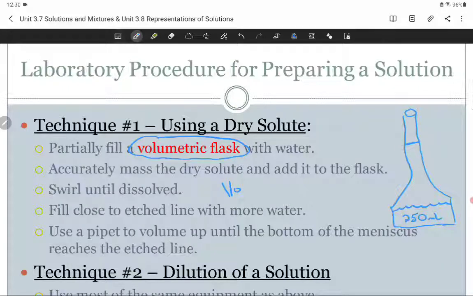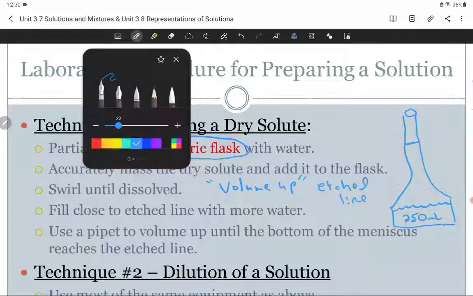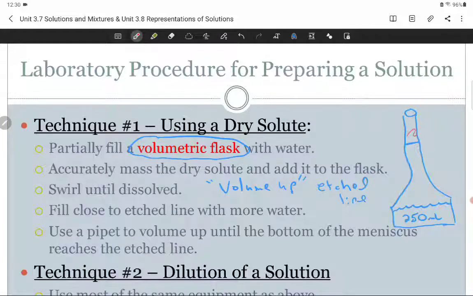Volume up to the etched line. And where exactly do you want to go? Well, the water is attracted to the glass, and it's going to create a meniscus. And you want the bottom of the meniscus to be right up on that line. So that is where we want to go with the voluming up, okay?